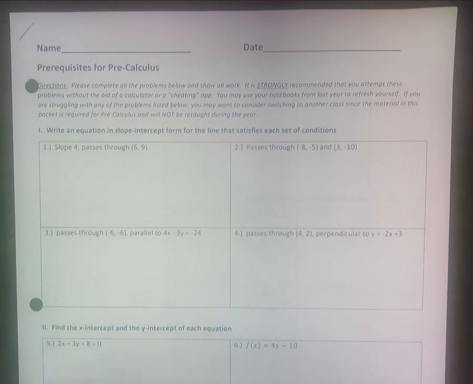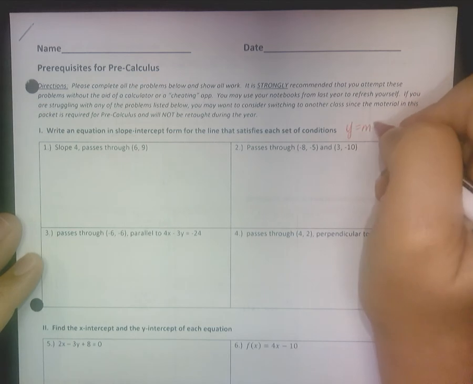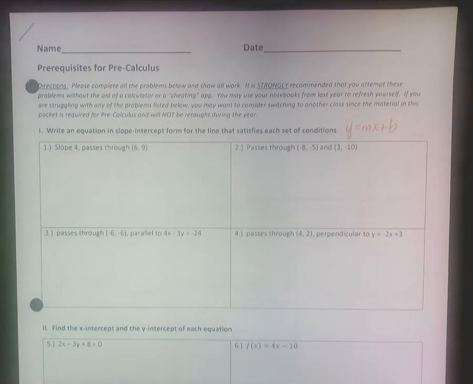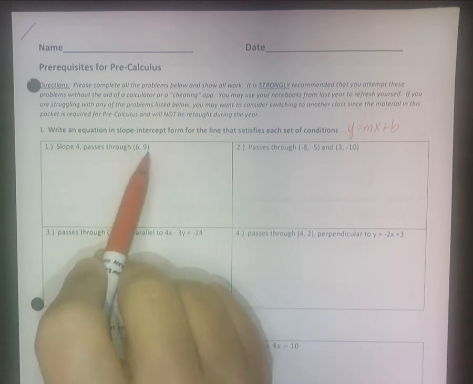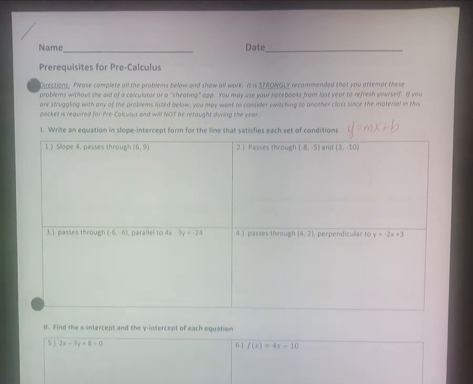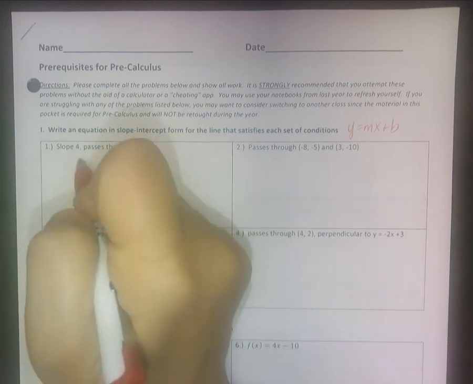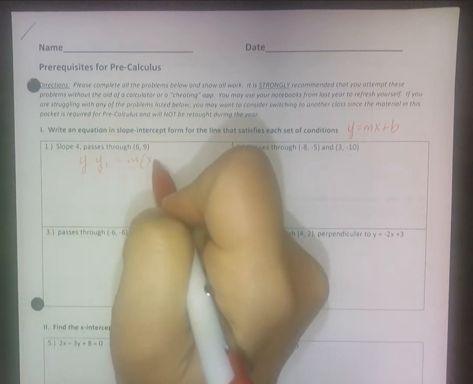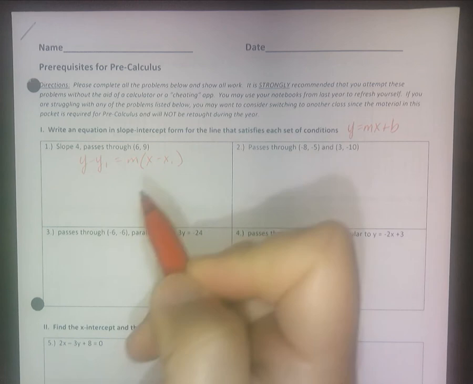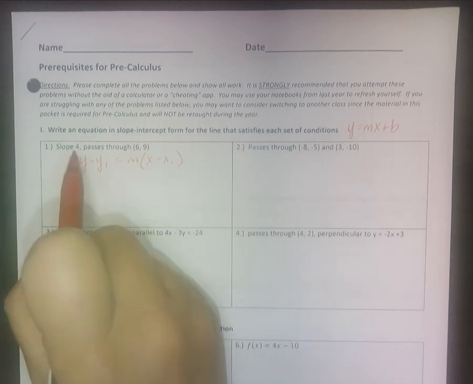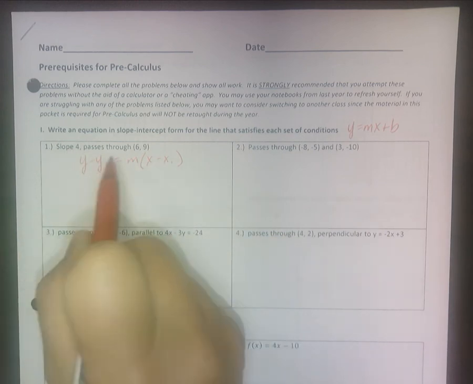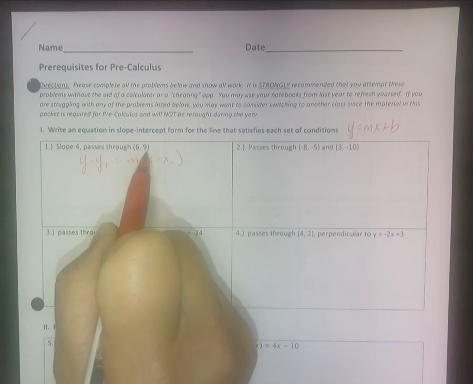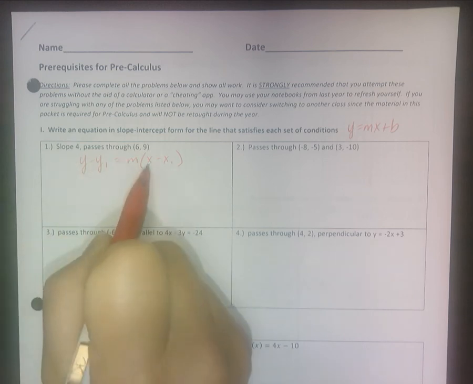So the first part is about writing equations in slope-intercept form. If you remember slope-intercept form, y equals mx plus b. That's how I want it to be finished. So if they give you a slope and it passes through a point, the way that I do it is I actually use the point slope form, which says y minus y1 equals m times x minus x1. Your m is the slope, your x1 and your y1 are the 6 and the 9. And then you leave this first y and this first x open.